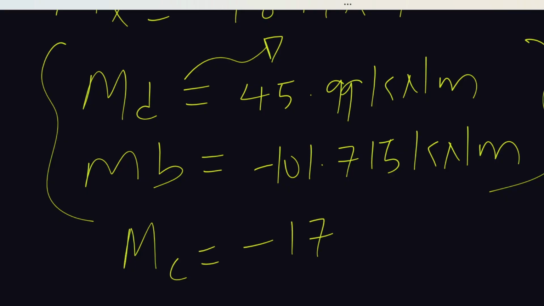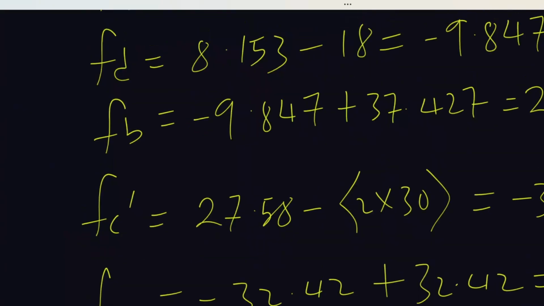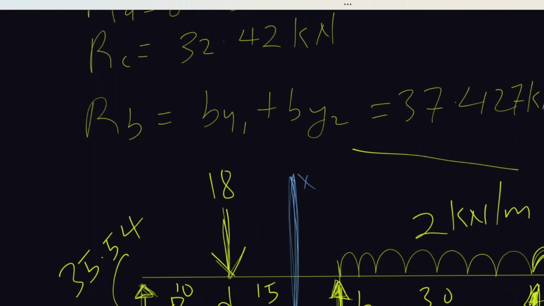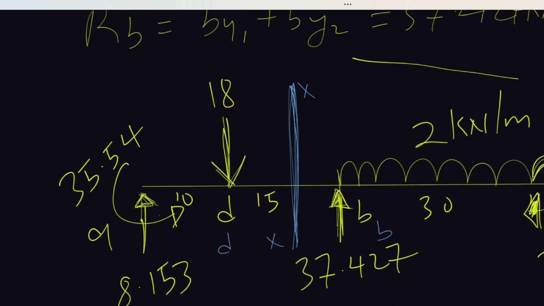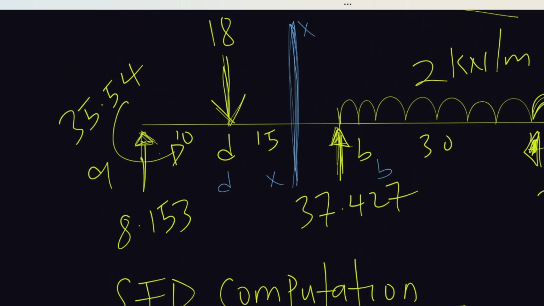Minus 174.3, because it tries to pull the beam downwards. Now, I also need one more, which is the maximum bending moment for this UDL. But I can't move here. No, I don't want to waste time. I would prefer to move in this direction instead.